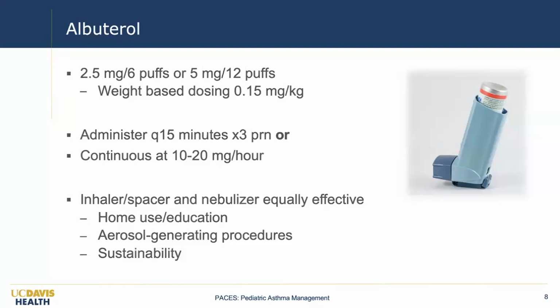So for our patients who are less than 20 kilograms, we're calling a dose of albuterol either 2.5 milligrams via nebulizer or 6 puffs via inhaler and spacer. And then for our patients who are 20 kilograms or bigger, we're using 5 milligrams via nebulizer or 12 puffs via inhaler and spacer. For some of our mild patients, they'll get just one treatment, but frequently for our moderate or severe patients, we're giving multiple albuterol treatments.